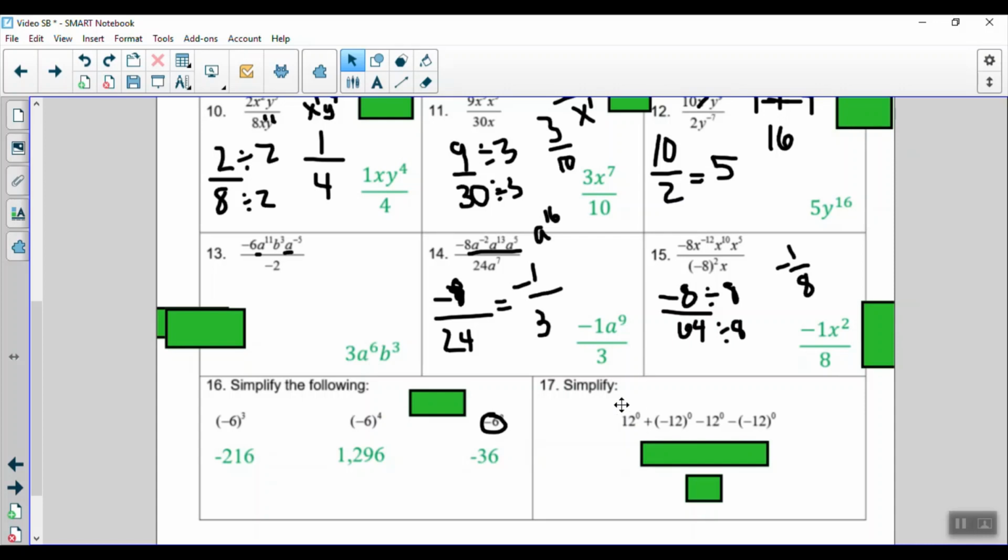Last one we're doing together, we're going to use our exponents to change these to ones and negative ones. 12 to the 0 power is +1, plus -12 to the 0 power in parentheses is also a +1, minus 12 to the 0 power again is a 1, minus -12 to the 0 power in parentheses is a +1, but we're going to keep that minus from out here. 1 plus 1 is 2, minus 1 is 1, minus 1 is 0.